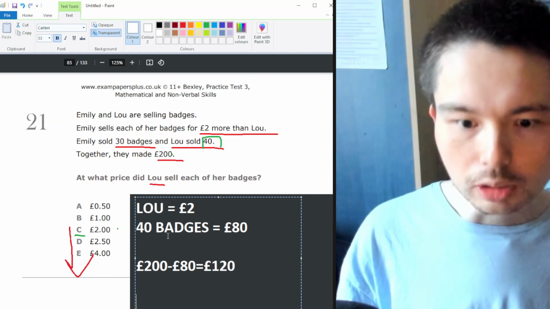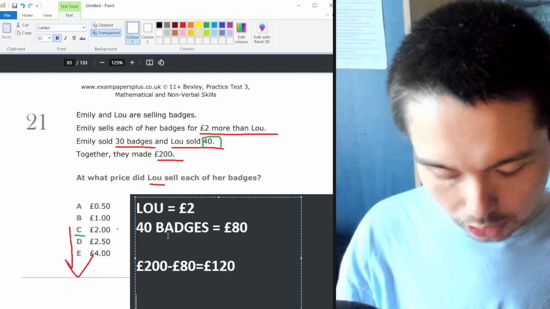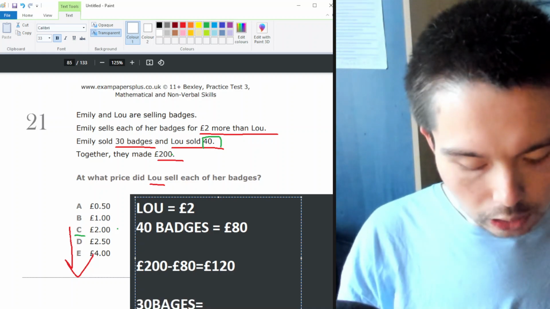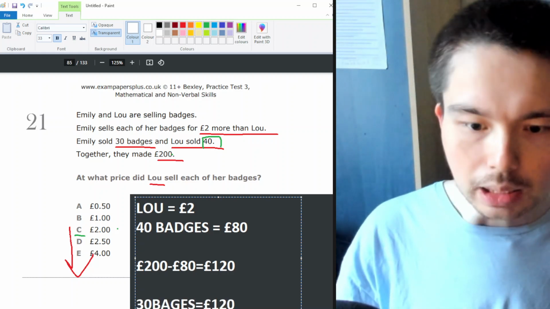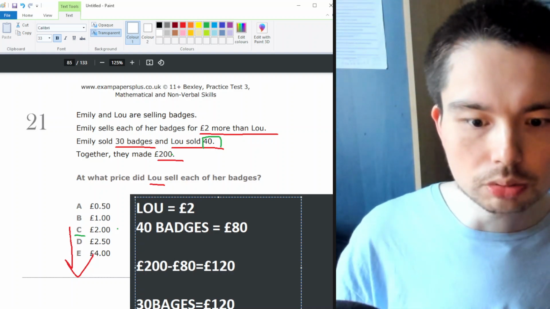Now what's 200 minus 80? 120. But look above, can you see Emily in the third line? Emily sold 30 badges. So really, when she was selling it, we set it to the money number that we just worked out, £120. I spelled badges wrong.